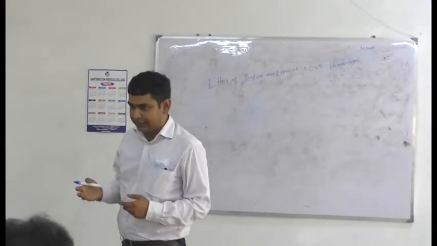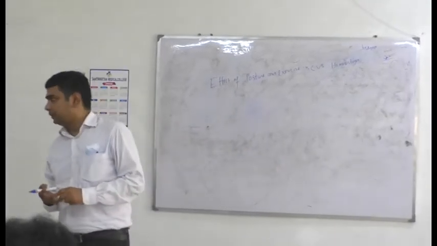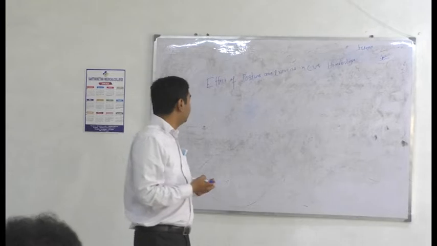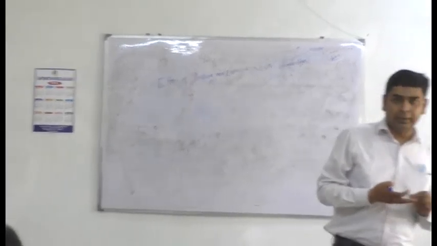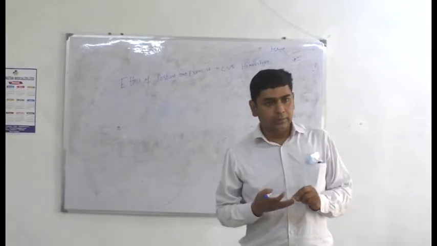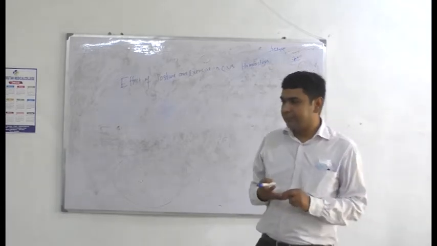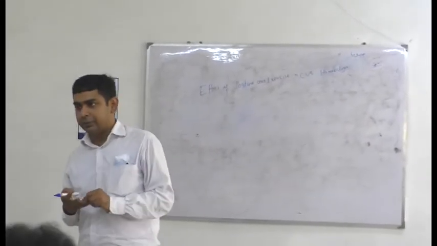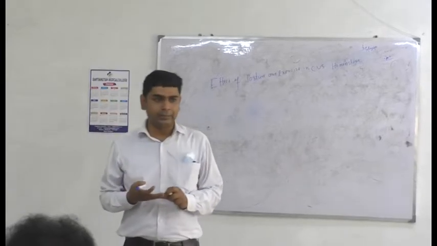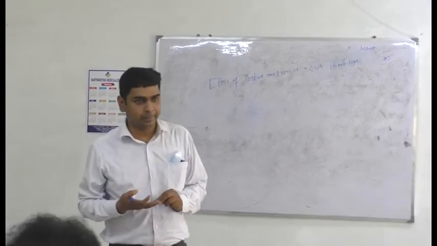What do you mean by fascia? Point and standing. And what is the exercise? Exercise means there are two types of exercise. One is isotonic exercise and the second is isometric.